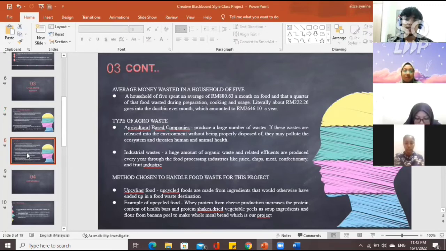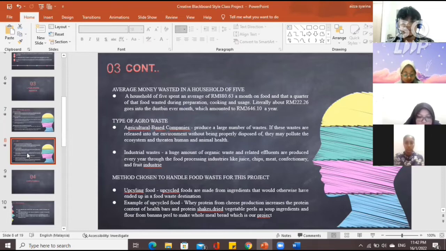So, the average money wasted in a household of 5 people: a household of 5 people spends an average of 880 ringgit and 63 cents a month on food, and a quarter of that is wasted during preparation, cooking and usage. Literally about 222 ringgit 26 cents goes into the dustbin every month, which amounts to 2,646 ringgit and 10 cents a year. That is a lot.